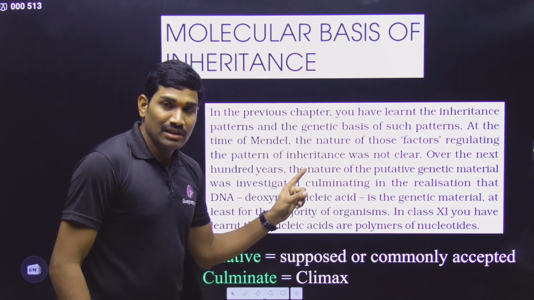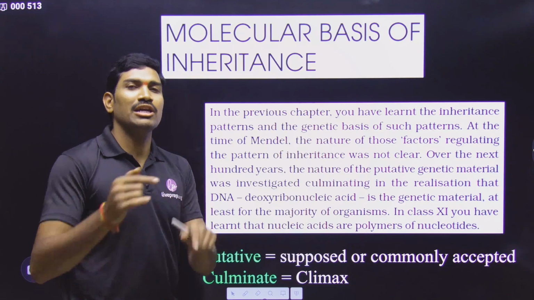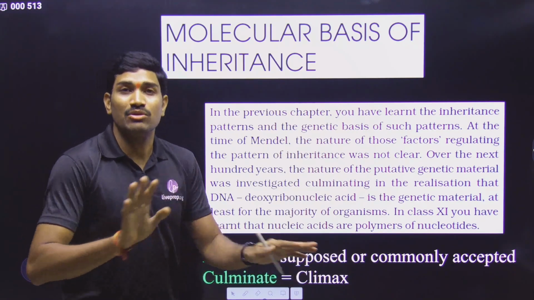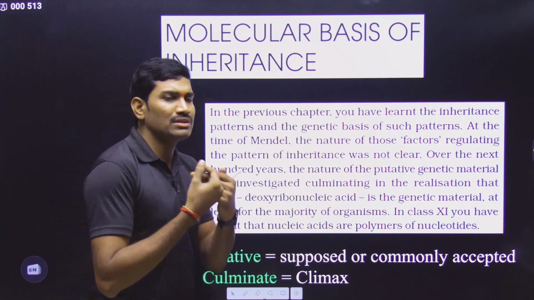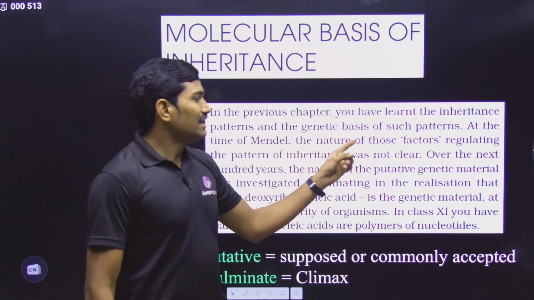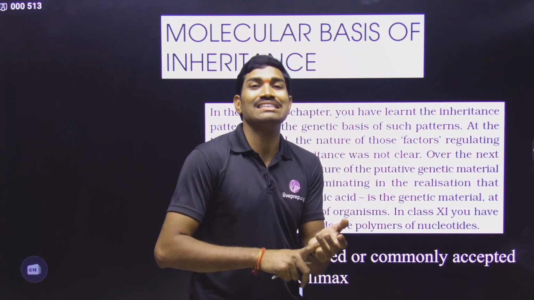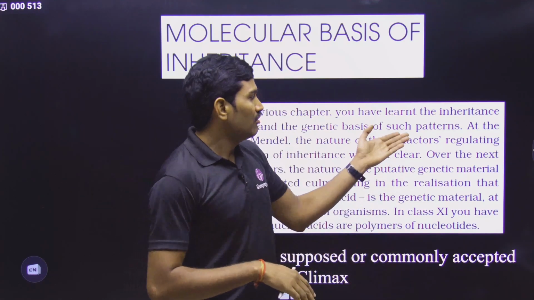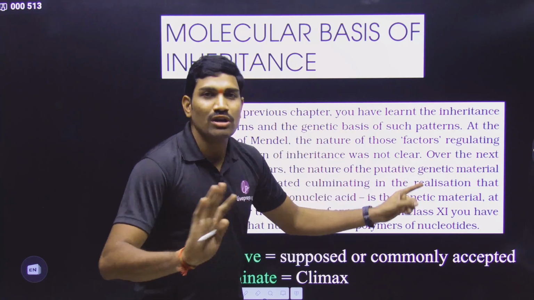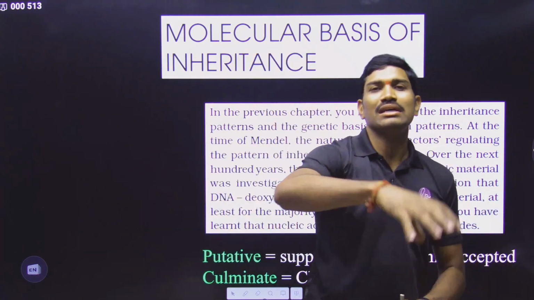At the time of Mendel, who is called the father of genetics? Mendel. But actually, did Mendel know about these things? He didn't know anything about the genes. Simply he proposed that some factors will control the characters, that's it. At the time of Mendel, the nature of those factors was not known. Nowadays we call them genes or alleles. At the time of Mendel, what these factors regulating the pattern of inheritance were was not clear.